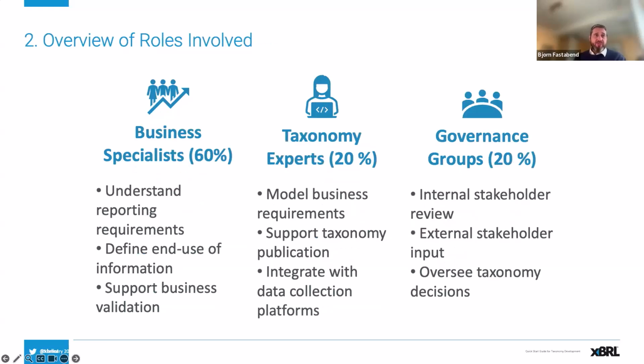All right, off to number 2, the overview of roles involved. And this is something that oftentimes surprises people because they see taxonomy development as a very technical, IT-heavy task. And I think it surprises them that 60% of it is actually business related. I mean, that's where the majority of the work is going to happen, on the business side. They need to define what happens, what needs to be reported, what needs to be included, how it's supposed to be represented, how it's supposed to be validated. All that stuff is business related. The IT part is only 20% of it.